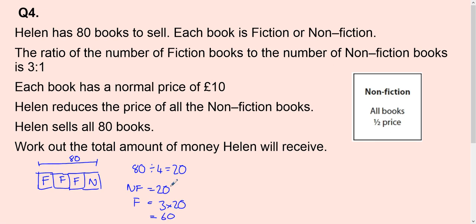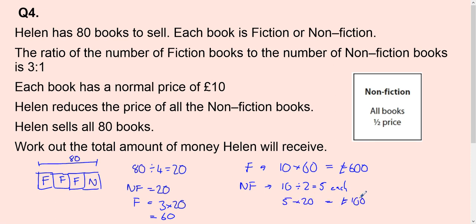The fiction books sold at normal price of £10. So fiction, I've got £10 times by 60, I get £600. For the non-fiction, they're at half price. So instead of £10, they're 10 divided by 2, which is £5 each. There were 20 of them, so 5 times 20 is £100. And so the total amount is £700. That's 600 plus the 100 to get the total of 700.